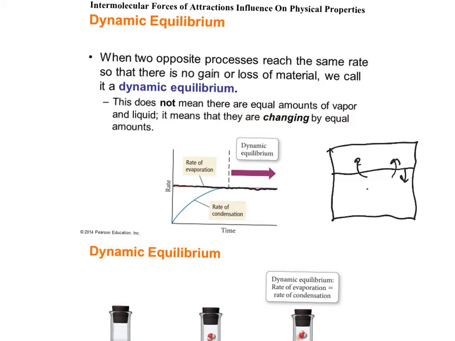But as you start building up molecules, the rate of condensation increases over time. When you get enough vapor particles above the liquid, they start coming back down at faster and faster rates until they equal the rate of evaporation. At that point, both the rate of condensation and the rate of evaporation remain constant. And that's when we're at this dynamic equilibrium.